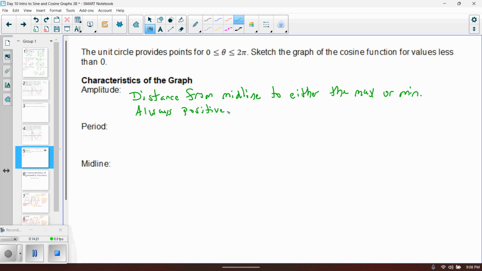The period and the midline. Let's define the midline first. We'll come back to the period. The midline is literally going to be the middle of the graph. The easiest way to define it is halfway between the max and the min.